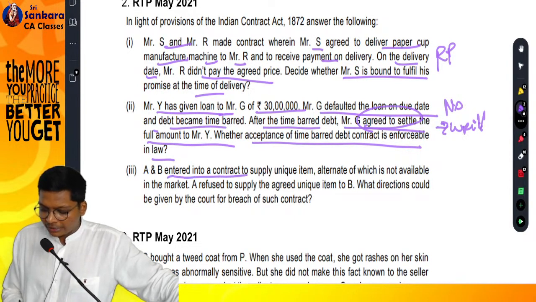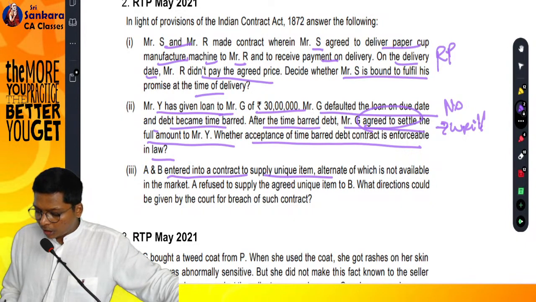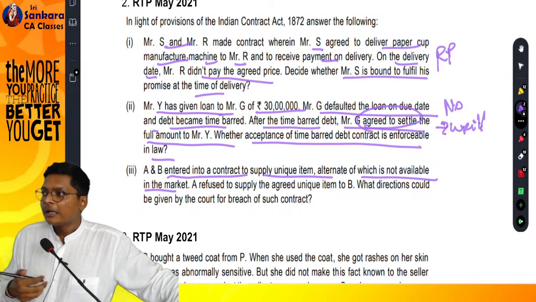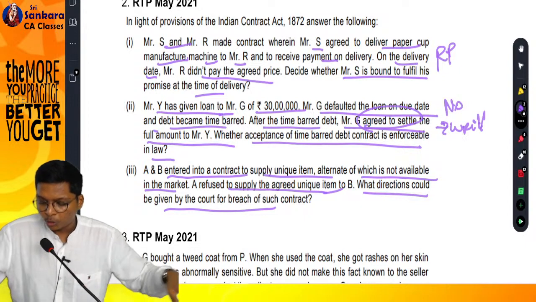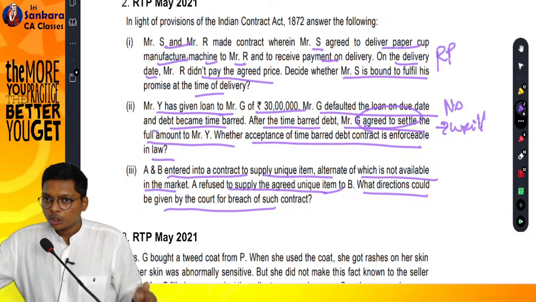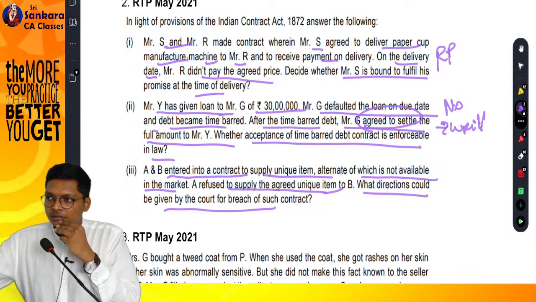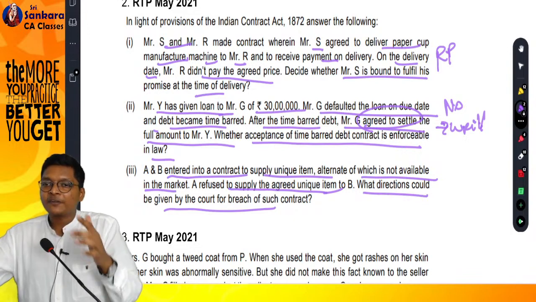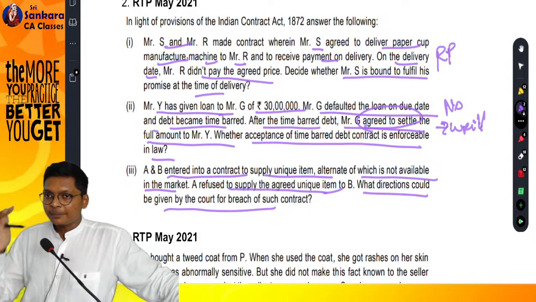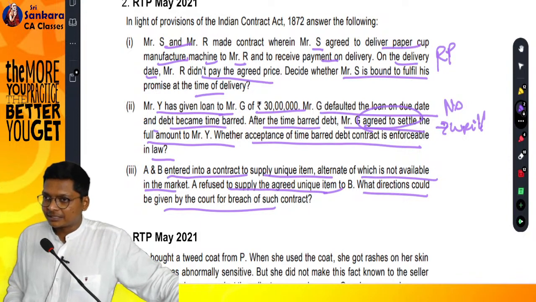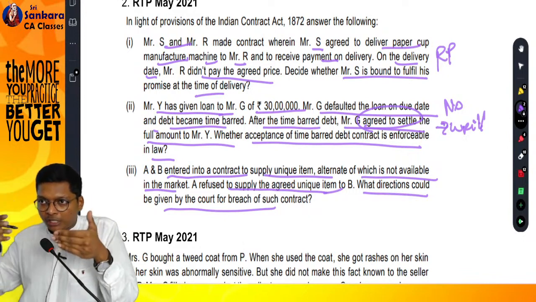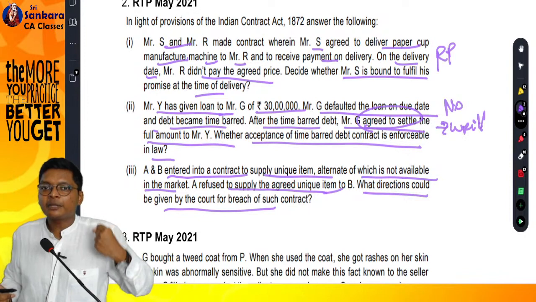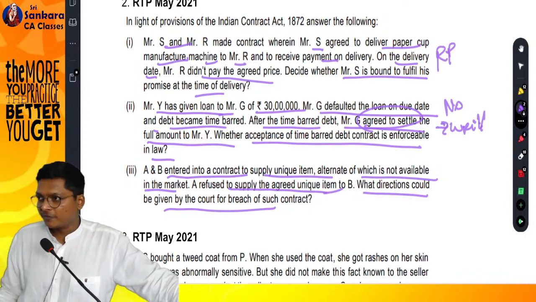A and B entered into a contract to supply a unique item, an alternate of which is not available in the market. A refused to supply the agreed unique item. What directions could be given by the court for breach of such a contract? Suit for damages? Suit for what? Specific performance. I want that pink car. No other car is there like this. So because it's only one unique item, you cannot pay damages. I entered into a contract for that one unique painting. Give me that painting. Suit for specific performance.